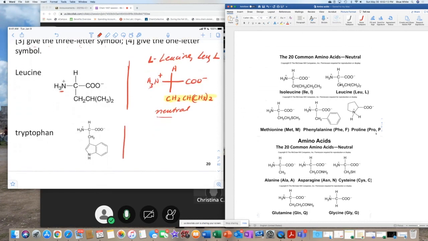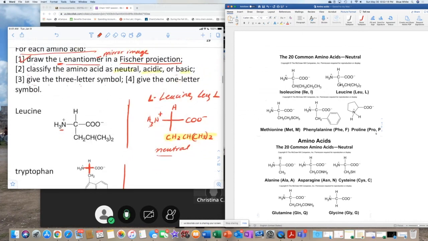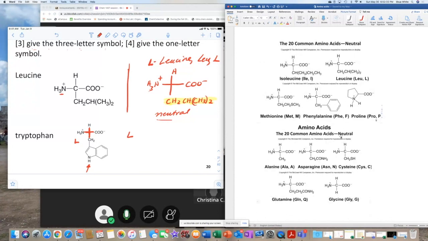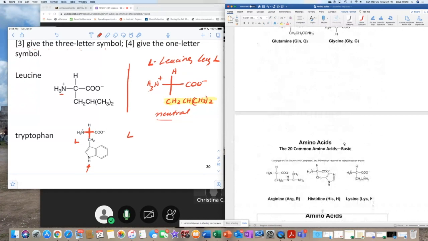For this one right here, I just imagine this. This right there is your Fisher projection, and they said make sure it's L. This is already in L format. Okay, so what I'm going to do here for this one is just find its name. Because it has a nitrogen here, it could possibly be basic, right? I'm hypothesizing it could be basic. Let me go ahead and scroll down here and see.